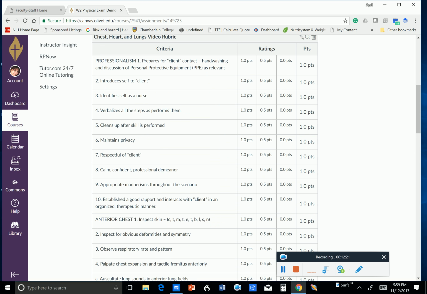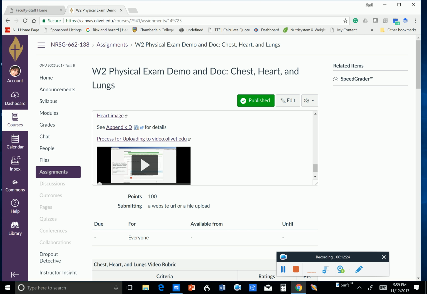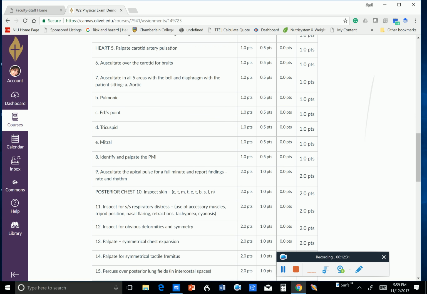I would pull up the document and print it so that when I was devising my script, this is how I would do it. I would write a script. That's how I would use that for my scripting.